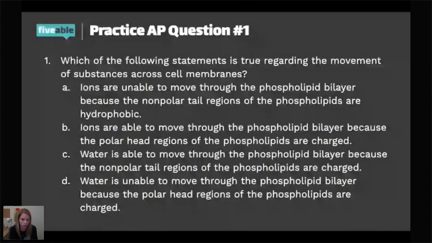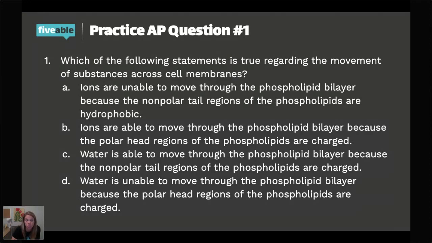So we've got 4 options, so I want you to take like 30 seconds to read through those options. I'm not going to speak because I want you to focus. Take about 30 seconds. See a lot of A. Okay? Why do we say A? Ions are unable to move through the phospholipid bilayer because of the non-polar tail regions of the phospholipids.